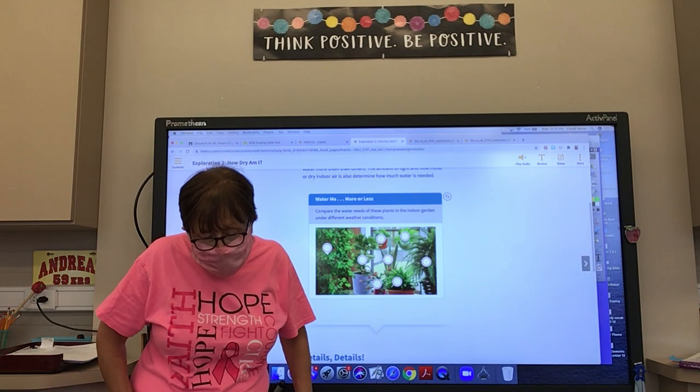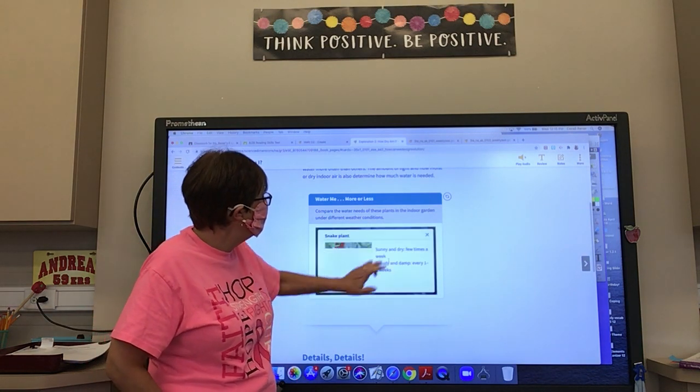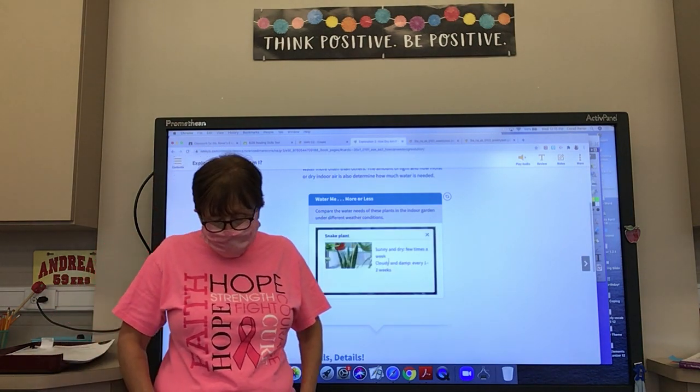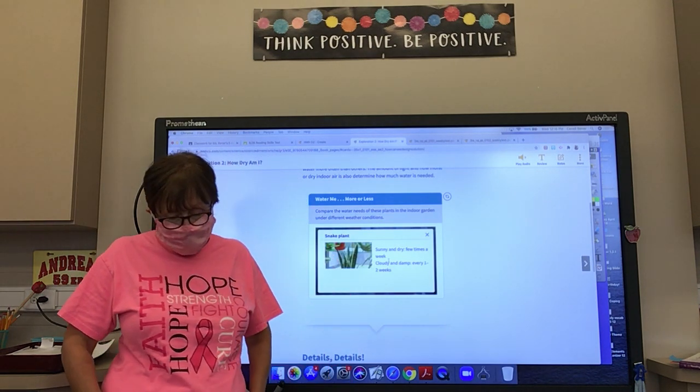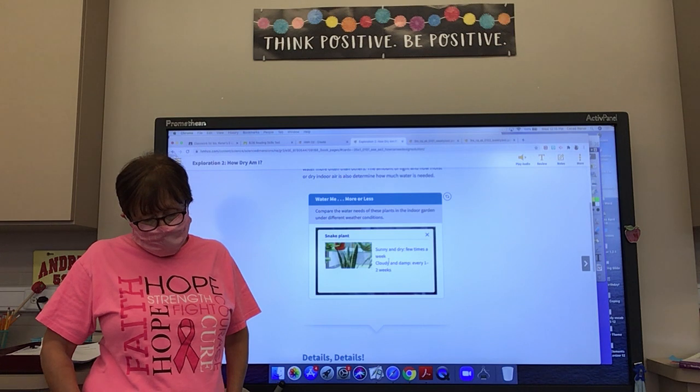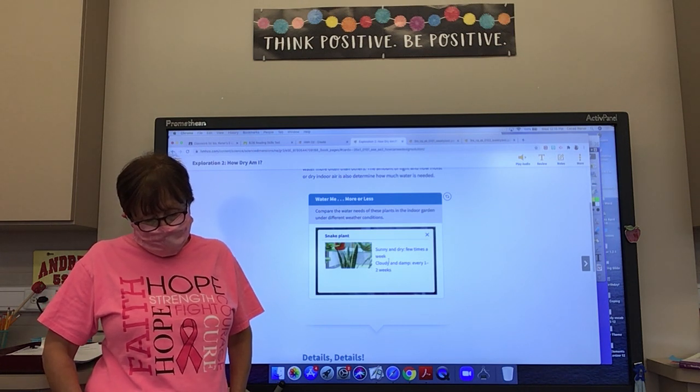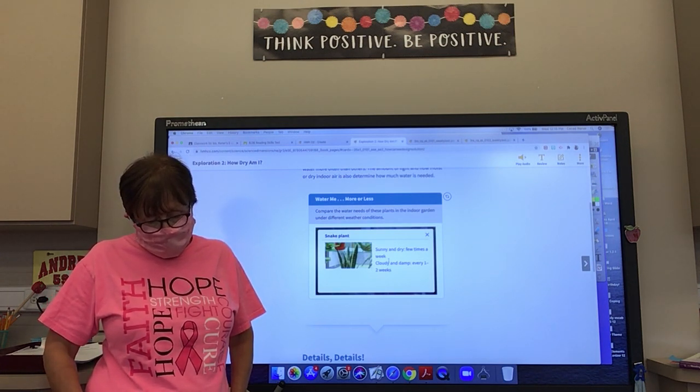Let's try plant H, right here. Libby, what kind of plant is that? A snake plant? Sunny and dry, few times a week. Cloudy and damp, every 1 to 2 weeks.